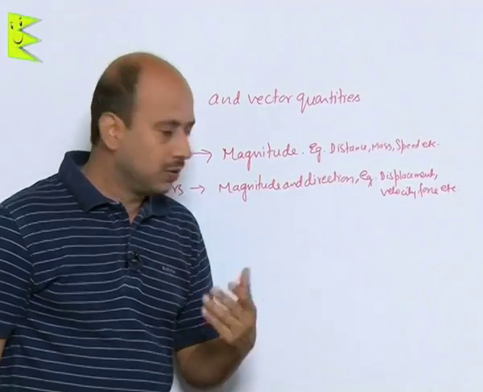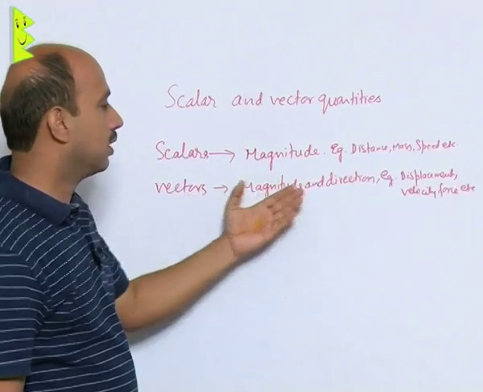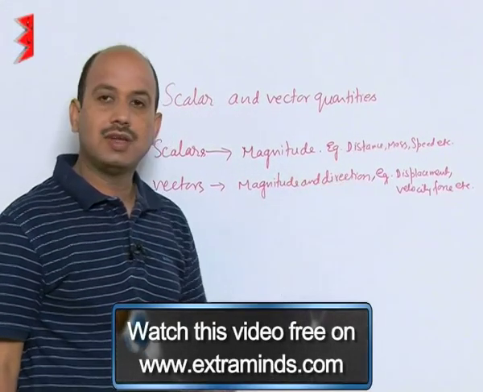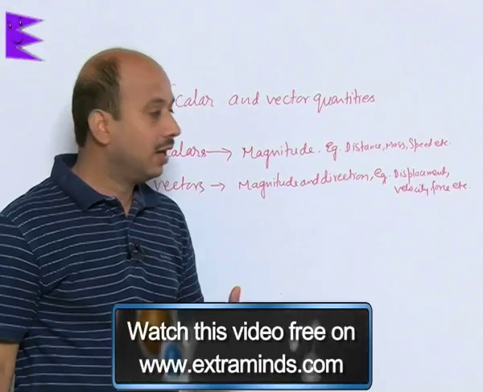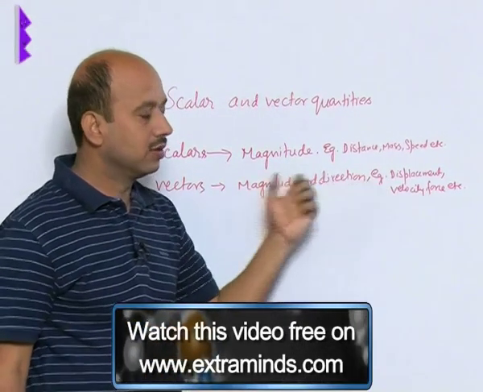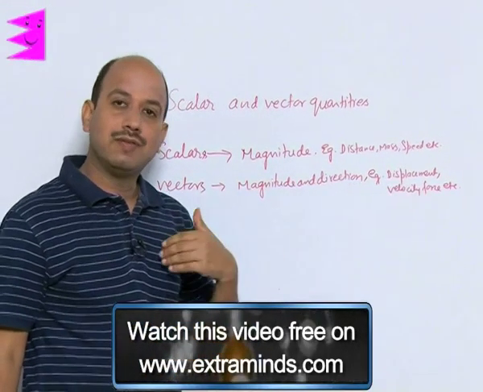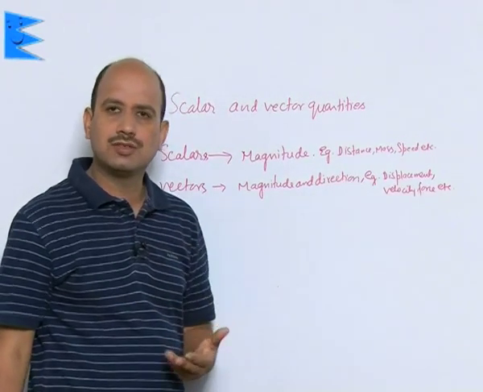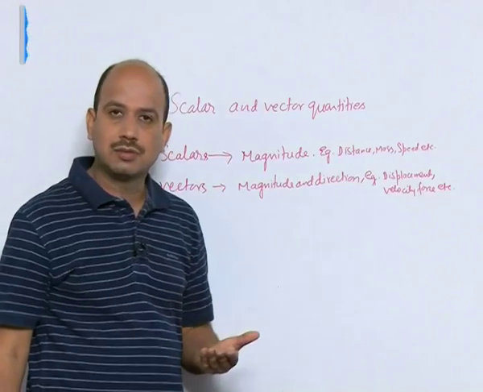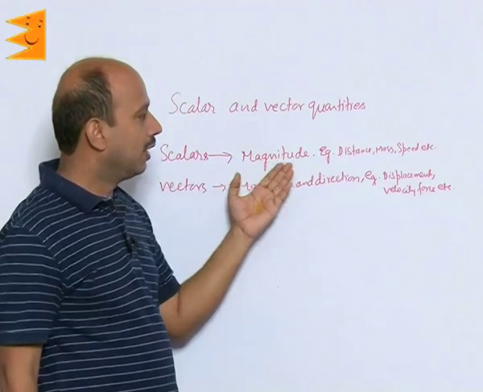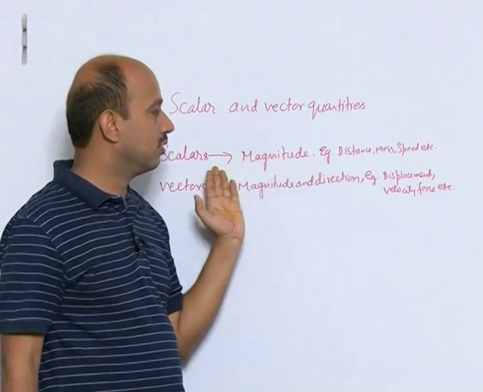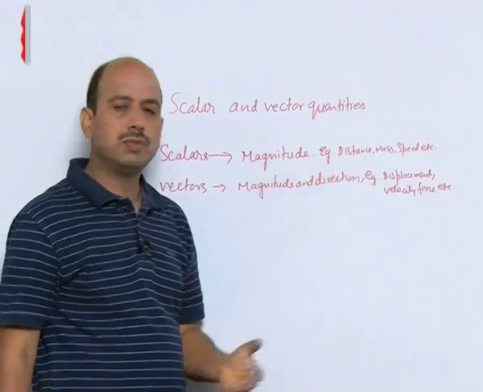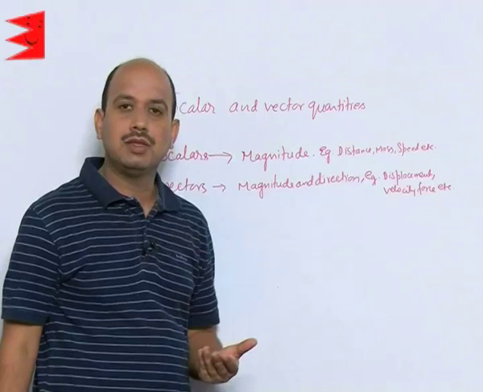For example, I am discussing vector quantities first. As I have told, they need magnitude as well as direction. You cannot add these quantities algebraically. We need vector rules, vector addition, vector subtraction, that you are not going to do in this chapter or in this class, that means in 9th class. But when you are studying magnitude, this is a scalar quantity, only magnitudes are required. Distance, mass and speed, you can add algebraically.